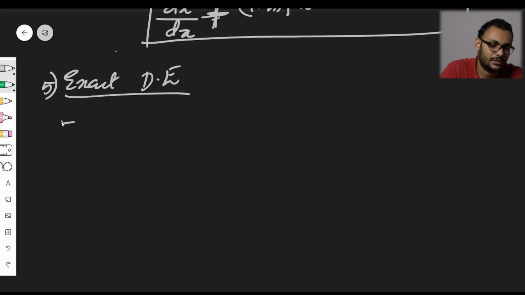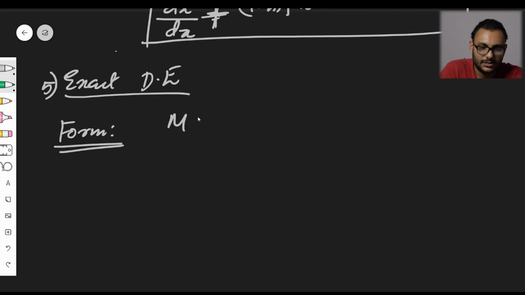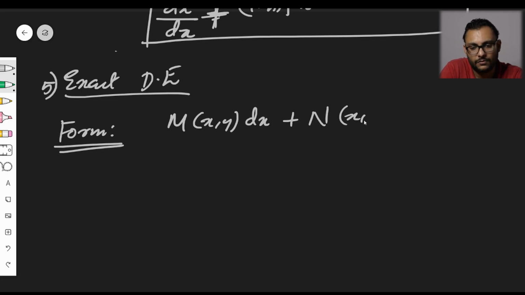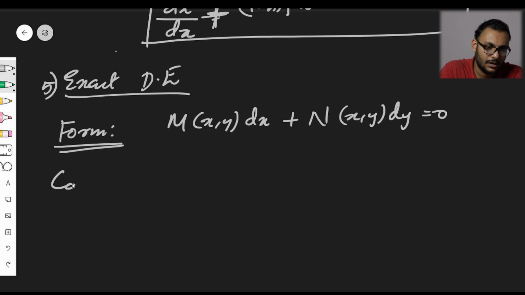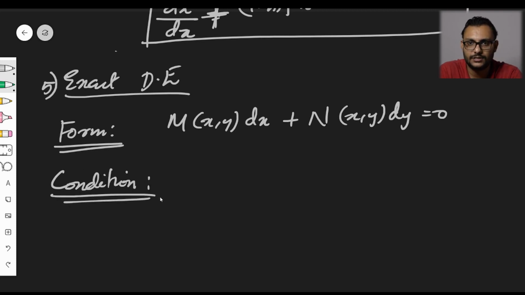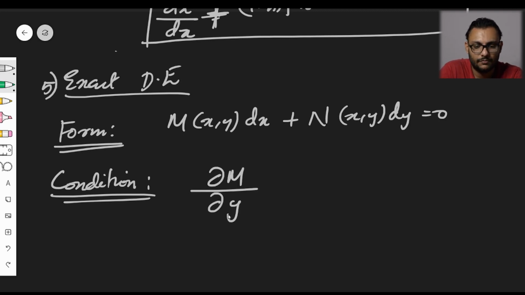Exact differential equation. As usual, we have to write the form of our differential equation first. It will be just like M(x,y) dx plus N(x,y) dy equal to 0. This will be the form of an exact differential equation. Now there is a condition to check the exactness of the differential equation. The condition is that the partial derivative of M with respect to y should be equal to the partial derivative of N with respect to x.